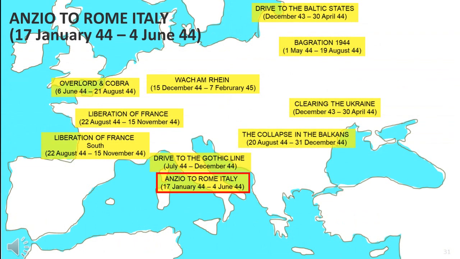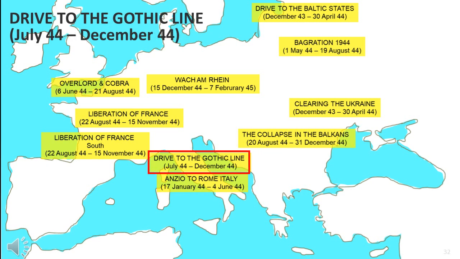The second stage of the Italian campaign ran from January 1944 to June 1944. This was then followed by the third stage of the Italian campaign, which takes us to the end of 1944. The second stage occurs concurrently with the liberation of France, which I will deal with later.